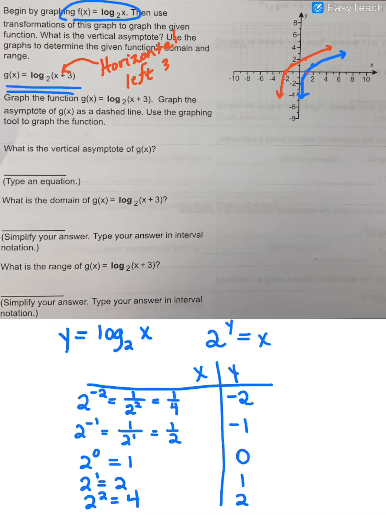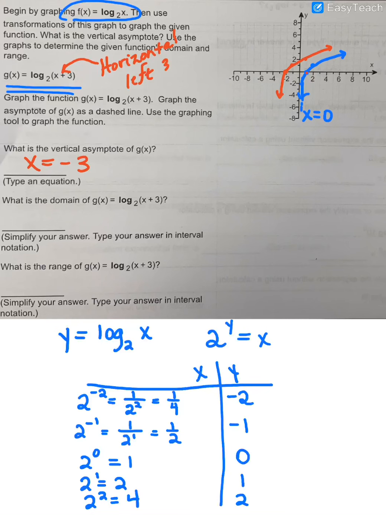So notice what happened on the original graph. We had a vertical asymptote, the line x equals 0, because we were getting closer and closer and closer to that particular x value. But now that we have shifted 3 to the left, that vertical asymptote is at x equals negative 3.